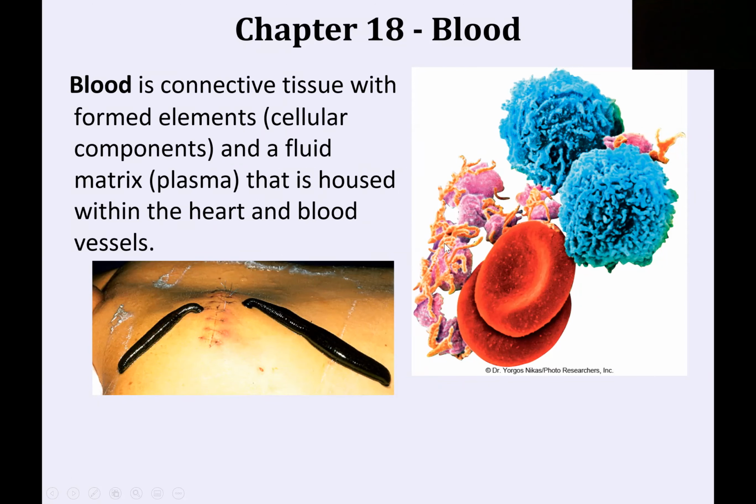the pink and orange. It's a fluid, or has a fluid matrix, ground substance. That would be the plasma part. It's housed within the heart and the blood vessels. We have what is called a closed cardiovascular system. So it's not supposed to leak out into other areas.